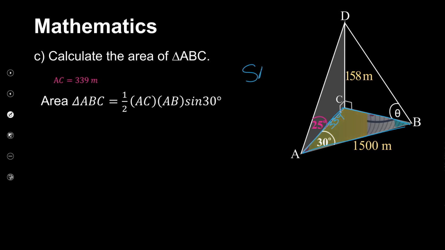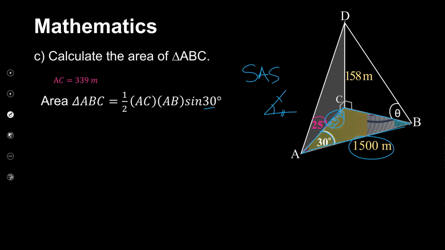And what do we need to calculate area? We need side, angle, side. So we've got this side, we've got this angle, and we've got this side. Remember, we're always looking for a kind of V pattern. So we can find our area. Our area will be half AC times AB times sine of the angle in between, which is 30.